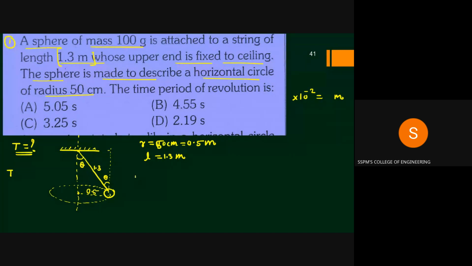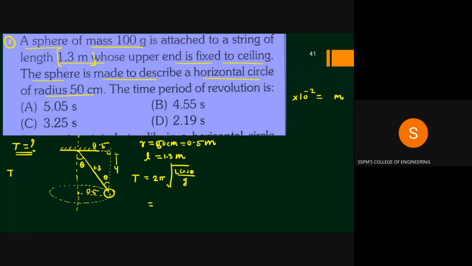Now the formula for time period T is equal to 2 pi under root L cos theta upon g. Now here theta is not directly given, so we need to find out either theta or the complete value of cos theta. So from the given dimension, this distance has to be 0.5. So we cannot directly find out the cos theta because cos theta will be the adjacent side divided by hypotenuse. So instead of calculating cos theta first, we will find out this side.